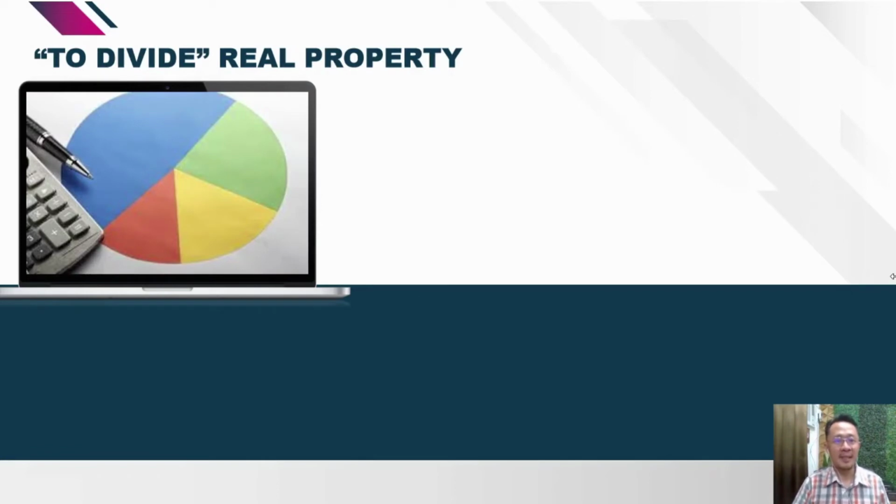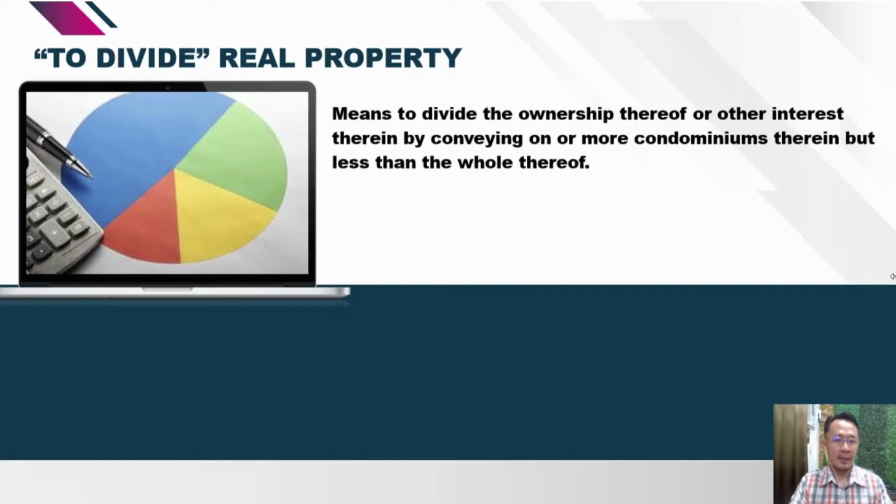Okay? So, to divide a real property. What does it mean? It means to divide the ownership thereof or other interests therein by conveying one or more condominiums therein, but less than the whole thereof.